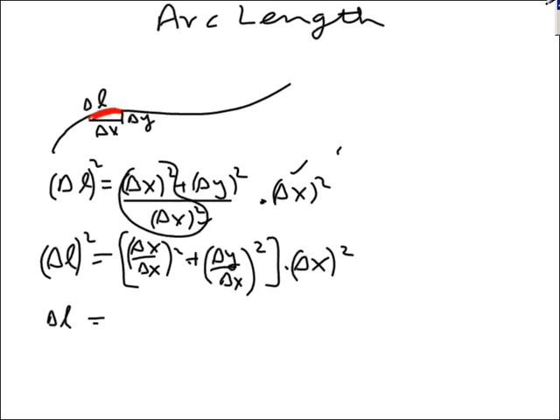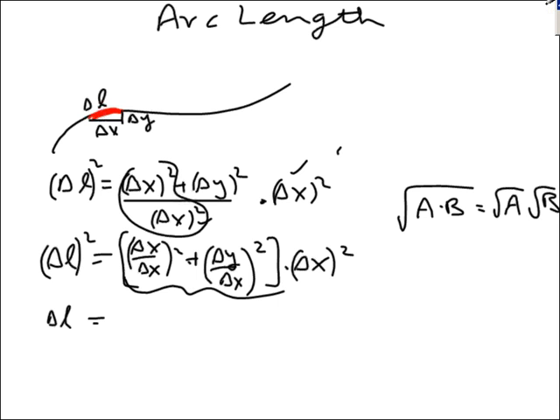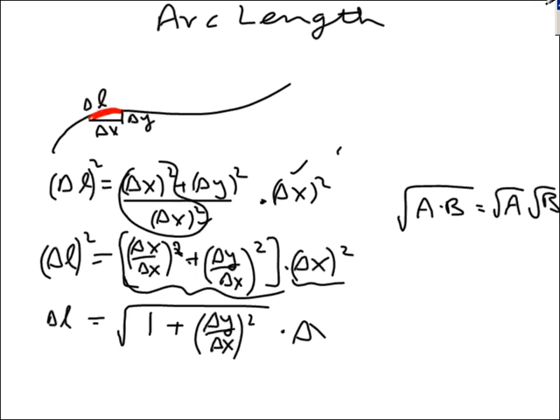Now remember, if you have a product like A times B and you take the square root, you can take the square root of A and B separately and then multiply. Here's my A, here's my B. I get the square root of, of course, delta x over delta x is 1, and when you square it, it's still 1, plus (delta y over delta x) all squared, times delta x.